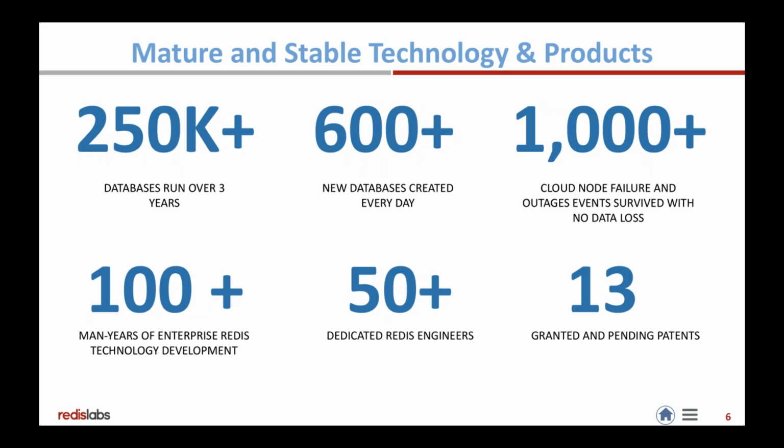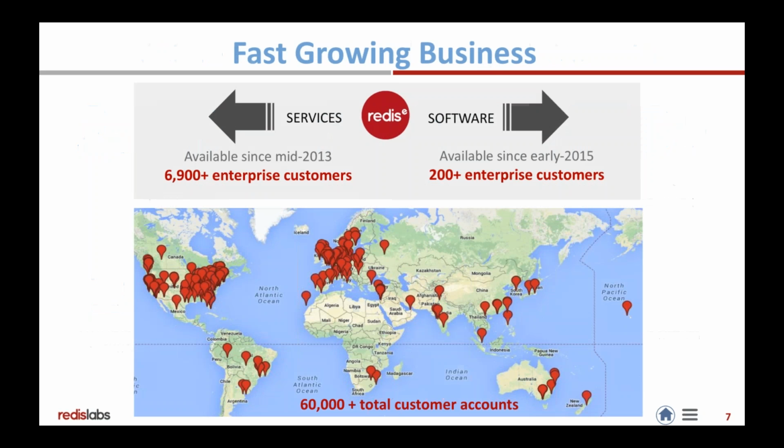Now, this technology is fairly mature, even though we're a young company. Today, we run over 250,000 databases. We have more than 600 databases created every day on our platform, and we've survived through thousands of node failures in a variety of different clouds without losing any data. So this trusted technology is already running fairly large deployments in the public clouds that you can trust.